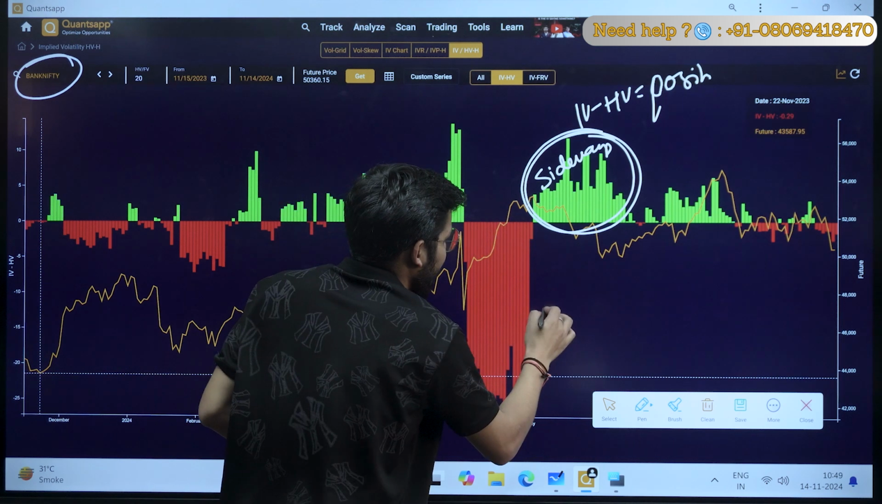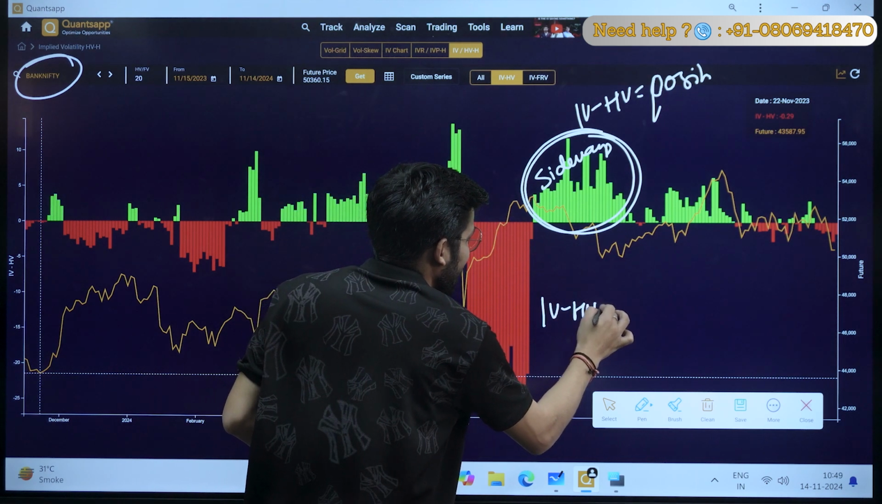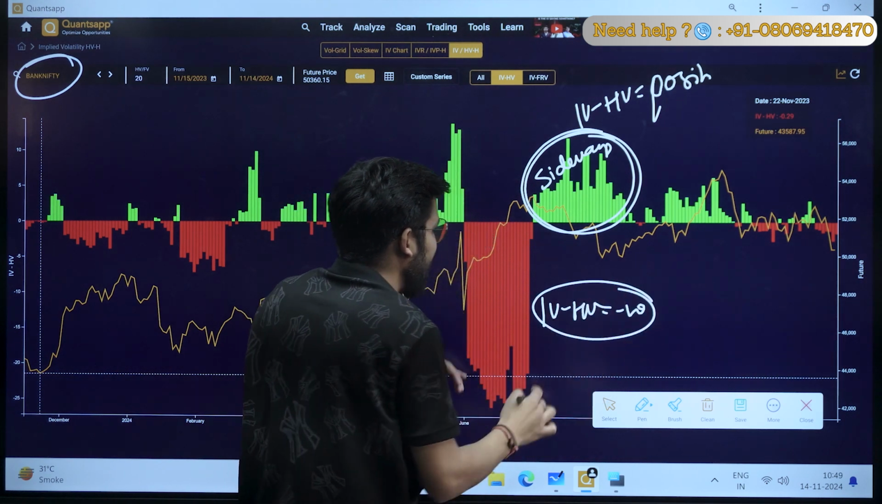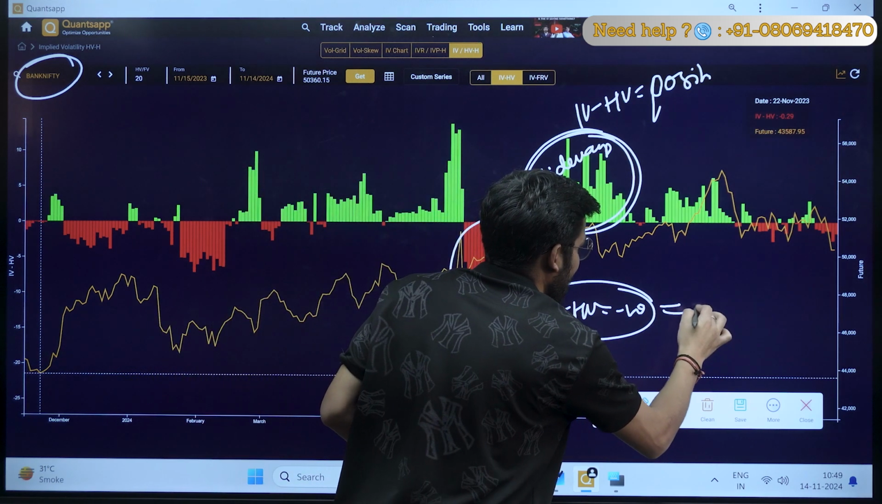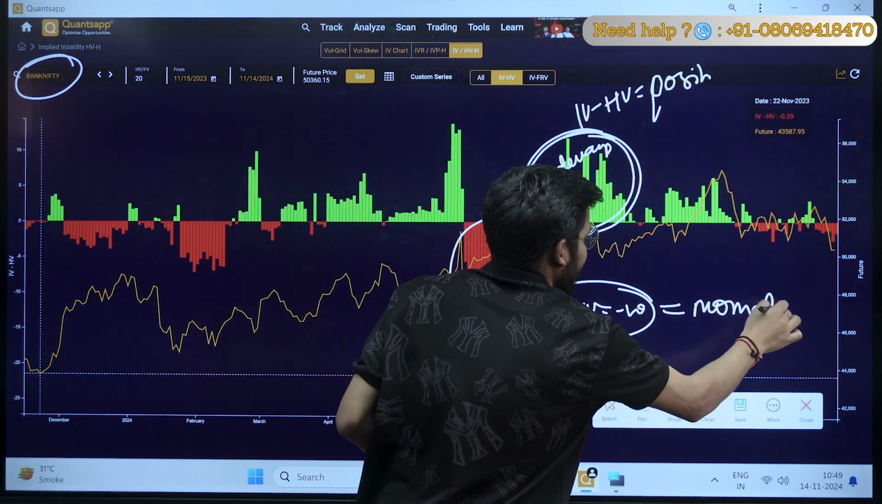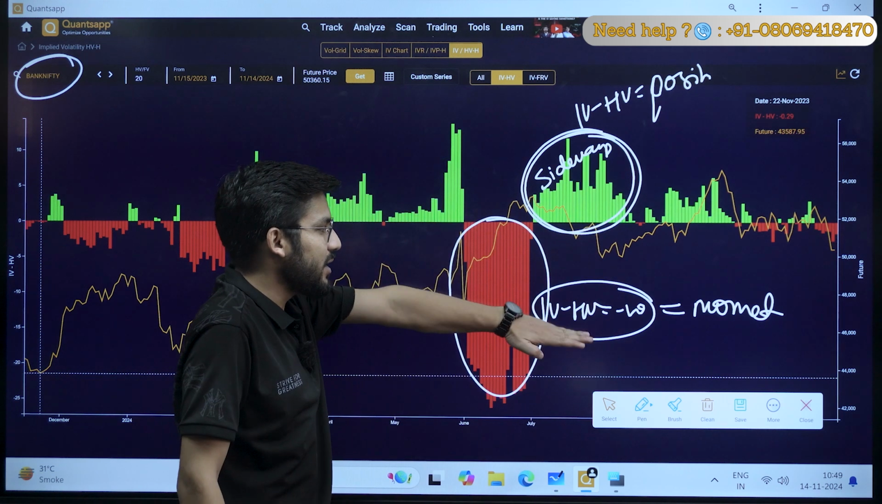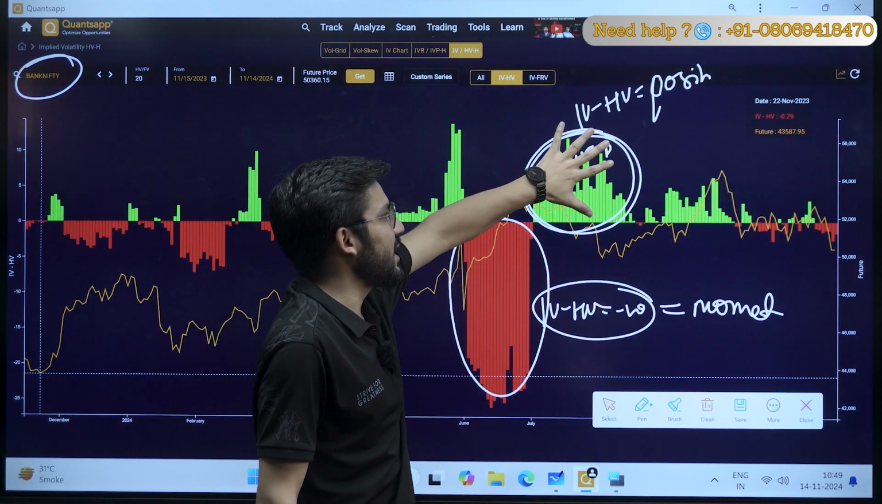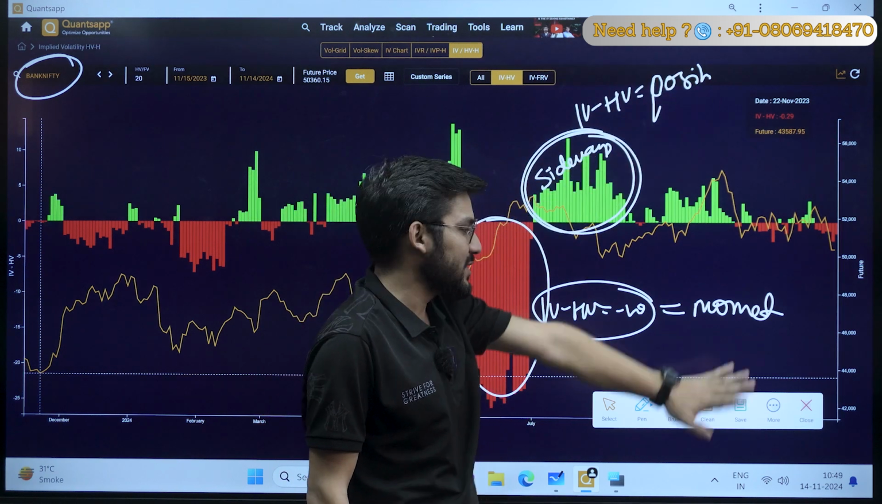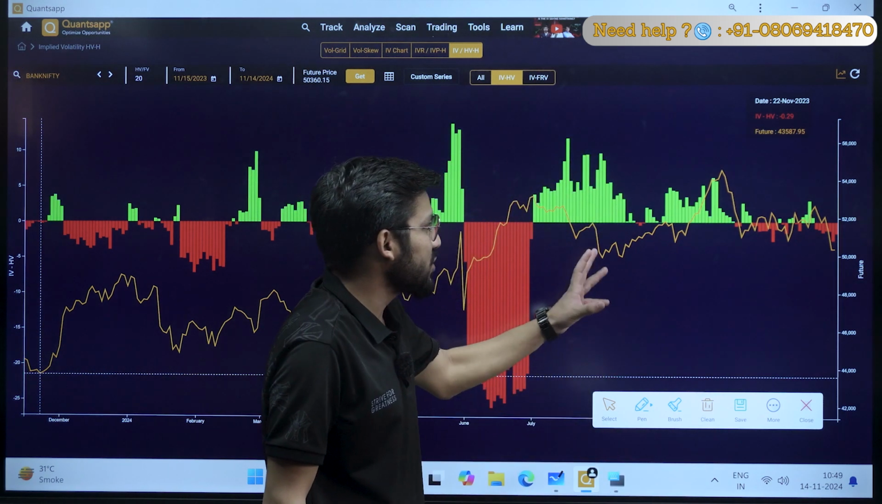Now whenever your IV minus HV is negative, it will be denoted by these red bars here, and it means the market will be in momentum, right? So I hope the concept is clear here. Whenever the bars are red, it means there is momentum in the market. Whenever the bar is green, it means the market is in sideways direction, right? So let's see how we can use this concept here.